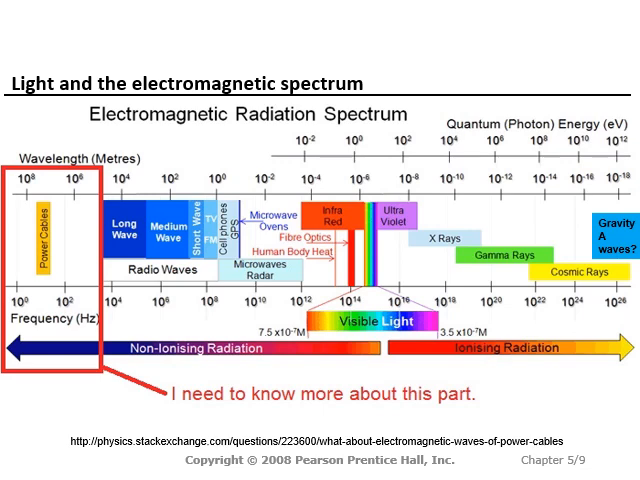Here's another slide. This shows it in a little bit more detail, and it's flip-flopped. So what was on the right in the previous slide is now on the left. You can see what I was talking about. Here's your 60 hertz. That's the electricity going through your wires.